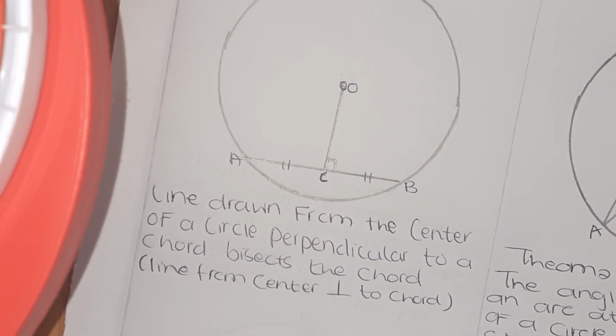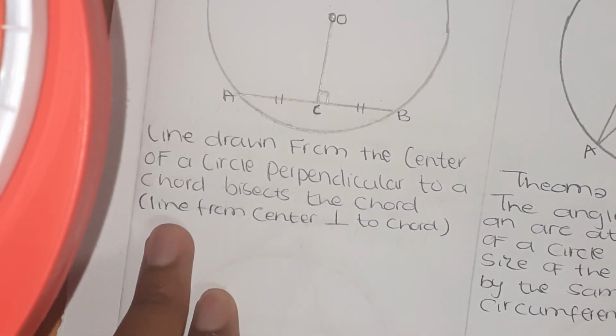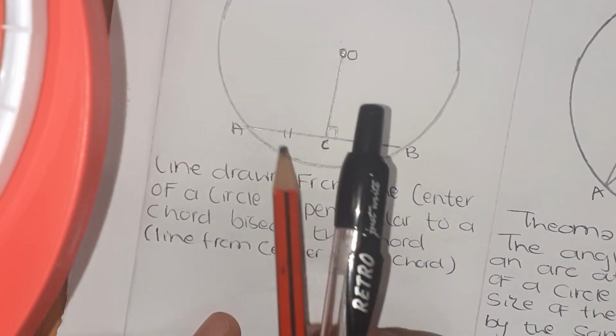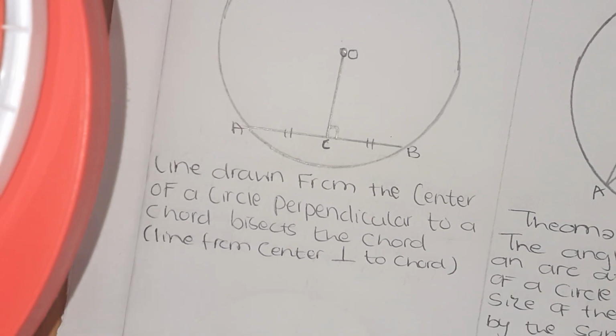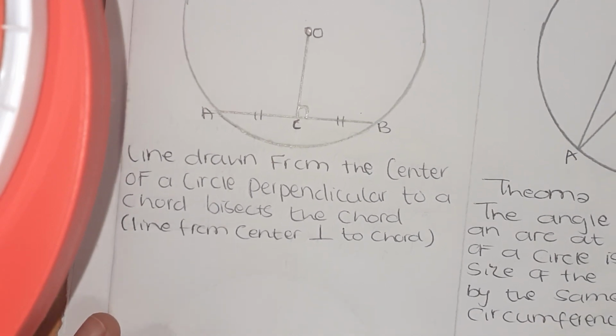That's what we mean there when we say, so when you give a reason, when you're writing an exam, you say line from center bisects the chord, right? When you prove that AC is equals to CB, right? So let's prove that.